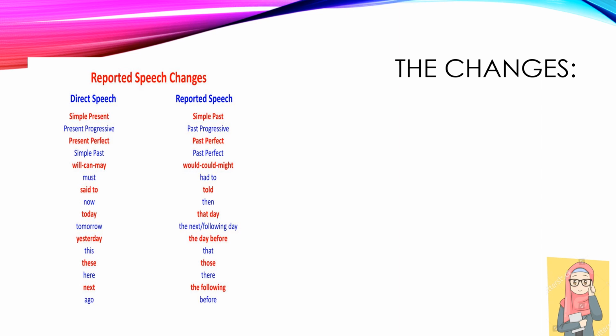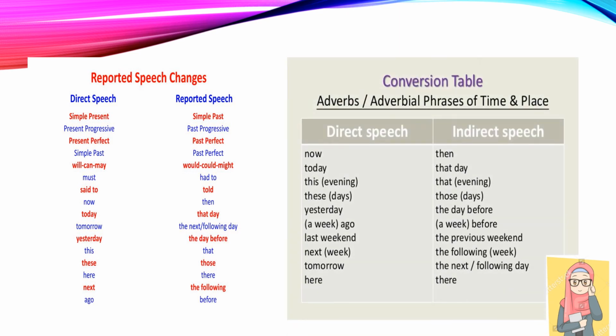The other changes we are doing is actually the conversion table, that is the adverbs and adverbial phrases of time and place. When we're doing direct speech, we use words such as now, and in indirect, it converts into then. Today becomes that day, this becomes that, these becomes those, yesterday becomes the day before, a week ago becomes a week before, last weekend becomes the previous weekend. Again, depending on the sentences, these will be continuously changing, coming all the way till the end. Here becomes there.